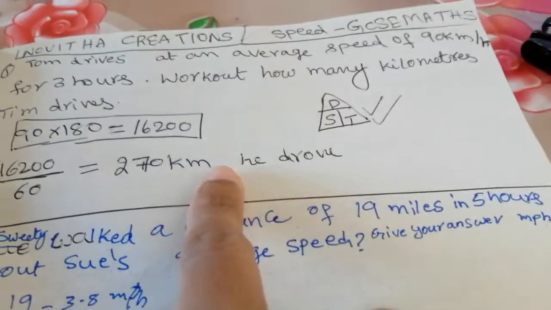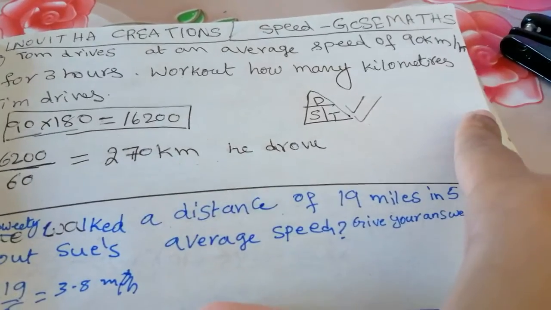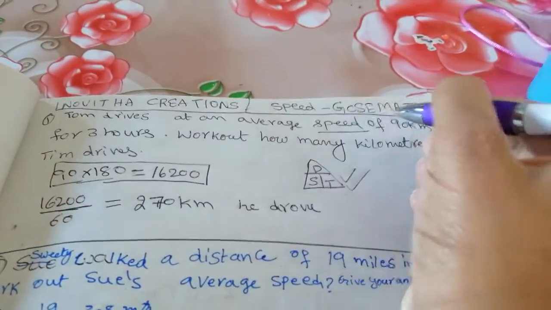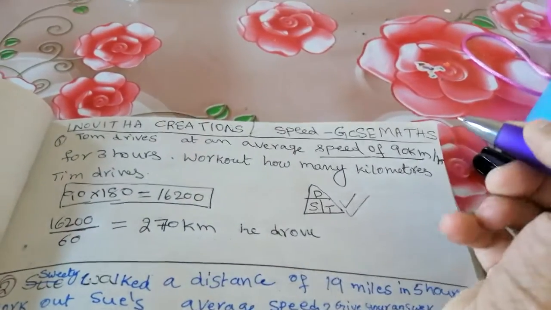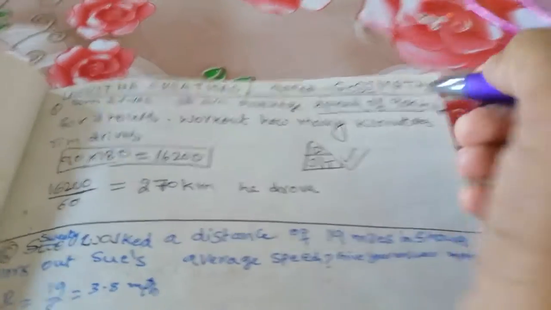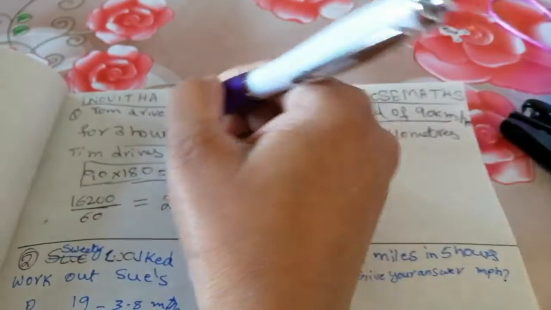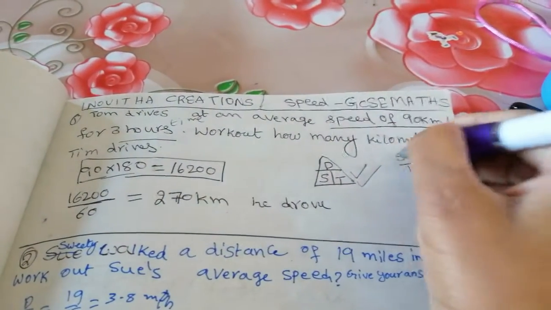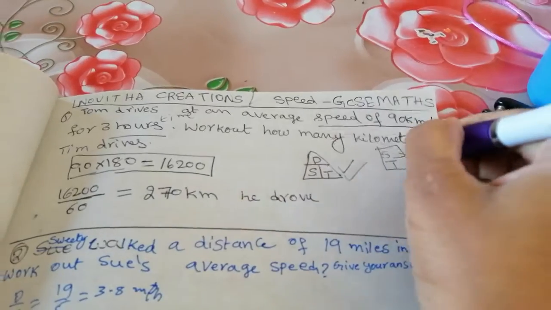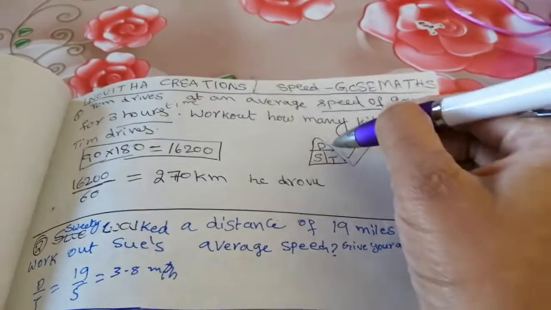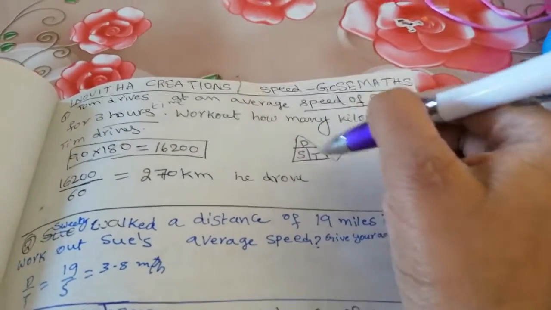You can see Tom drives at an average speed of 90 km per hour. So we need to underline what hints they are giving. They gave a speed of 90 km per hour for 3 hours. That means they gave time. So they gave speed and time, already the key points of this question. Then we need to use this formula to solve this question.